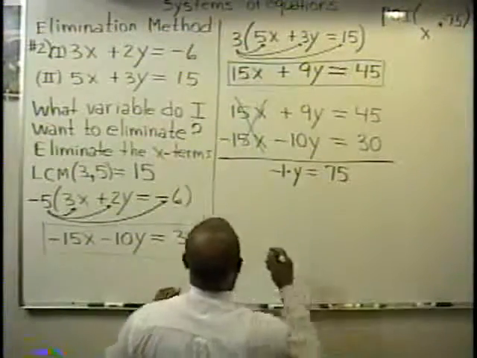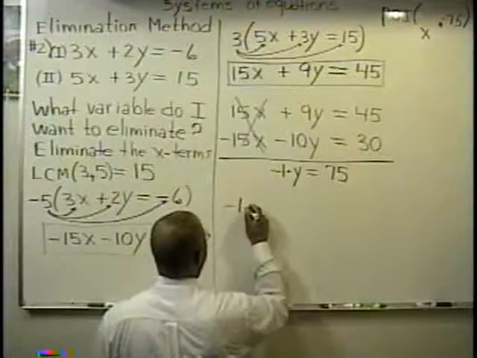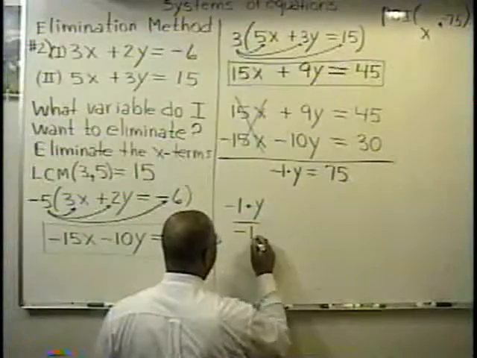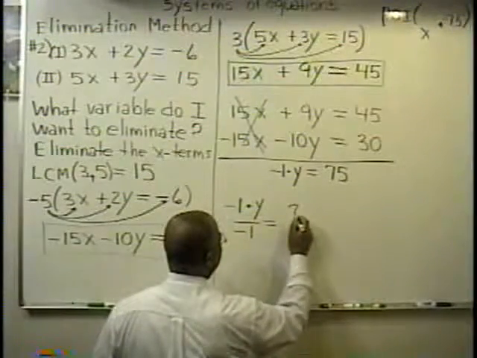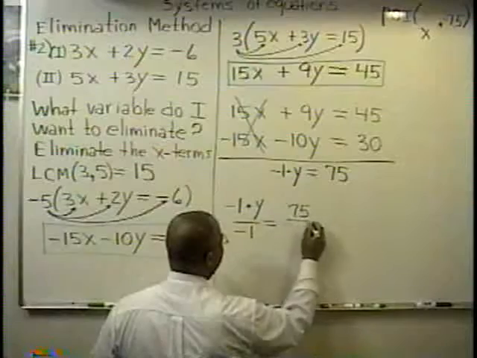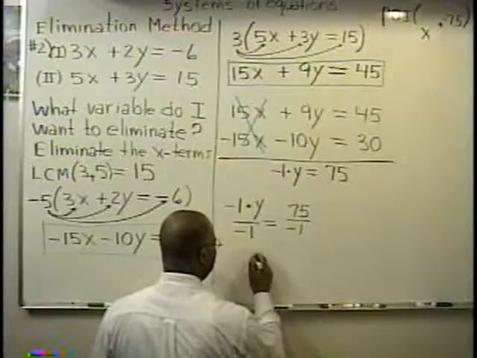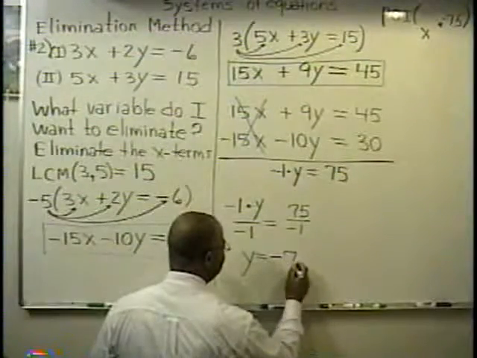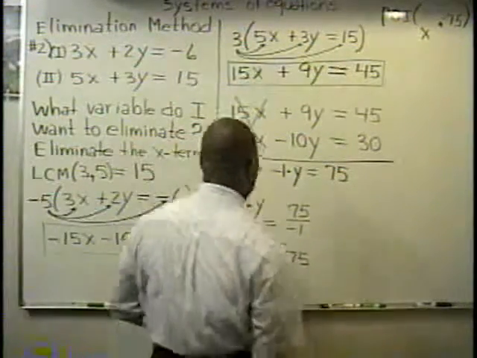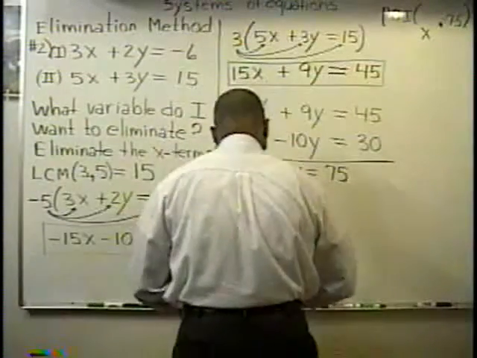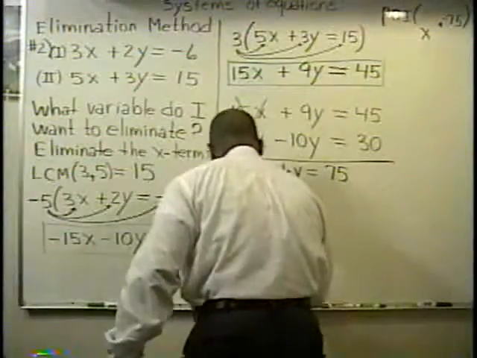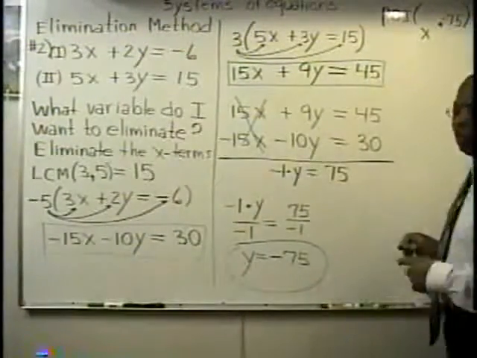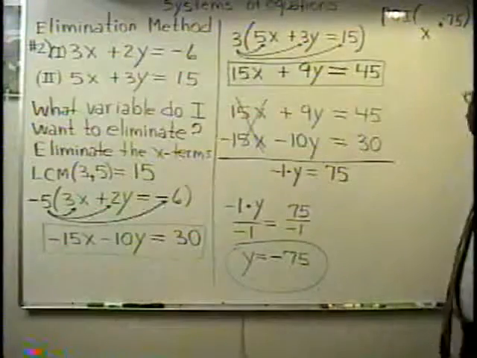So let's take a look at that. Now I have negative 1 times y. I divide the left side by negative 1. Over here I get 75 divided by negative 1. So therefore y is equal to negative 75. Okay, so as we found out before, our value of y is equal to negative 75. So we got the y coordinate of the common point of intersection.